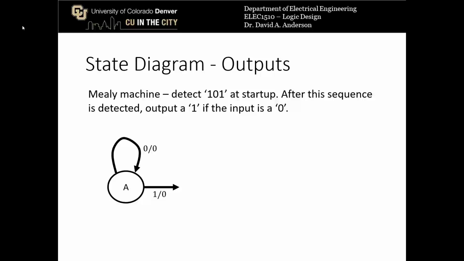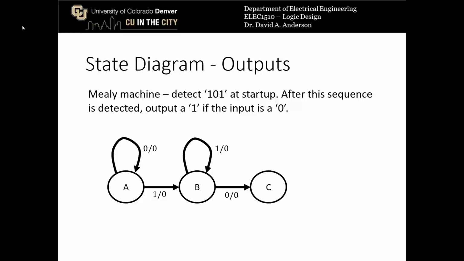If I detect a 1 at A, I output a 0 and I move to state B. From B, if I detect a 1, I output a 0 and return to state B. If I detect a 0, I output a 0 and move to state C. Now for C, it's the same transitions as it was for the Moore machine version. I just output a 0 in either case.